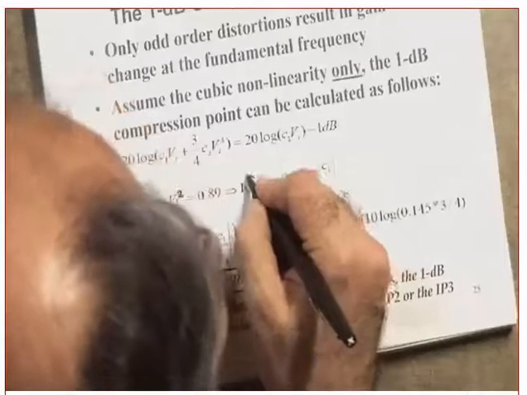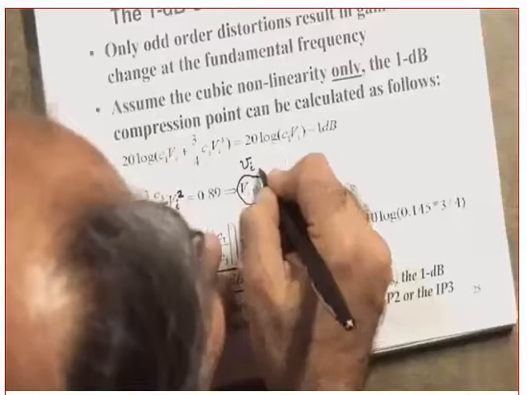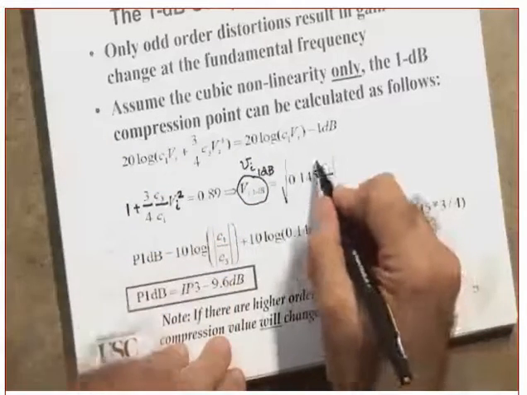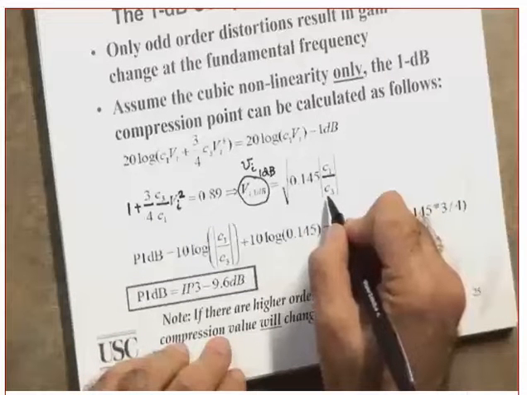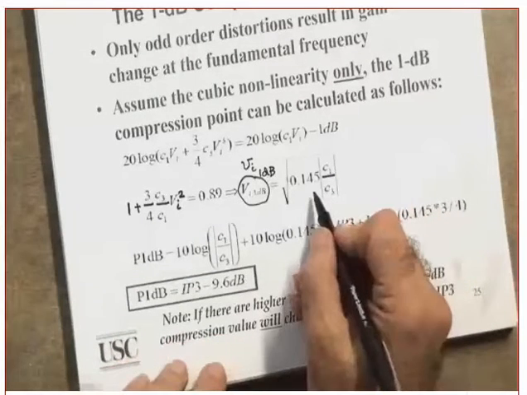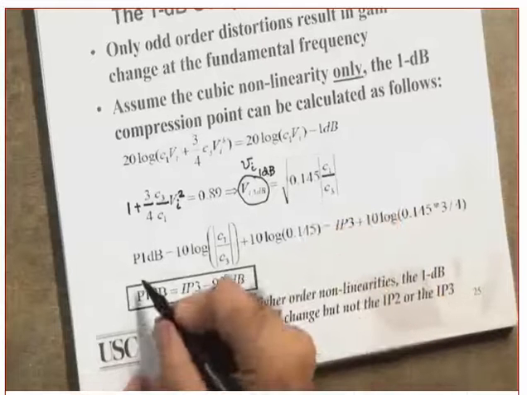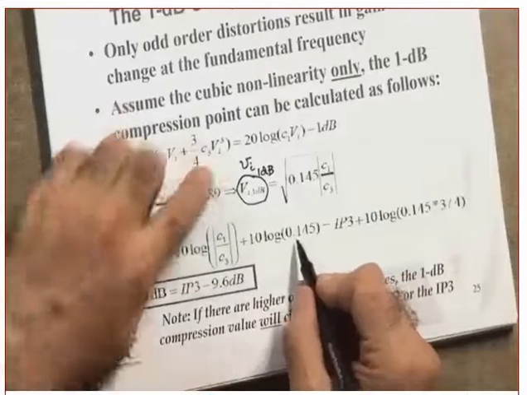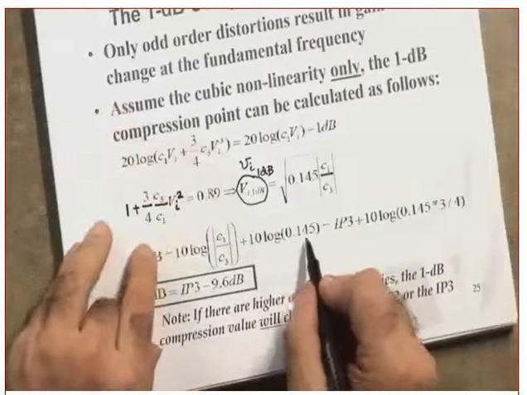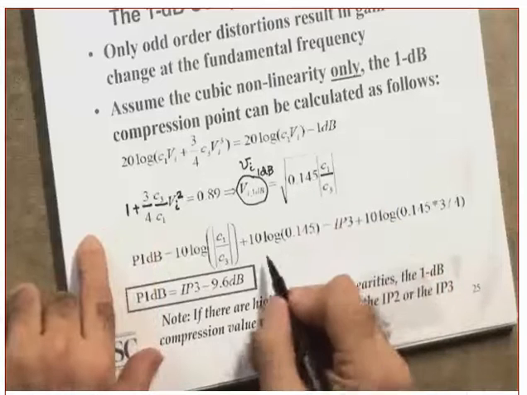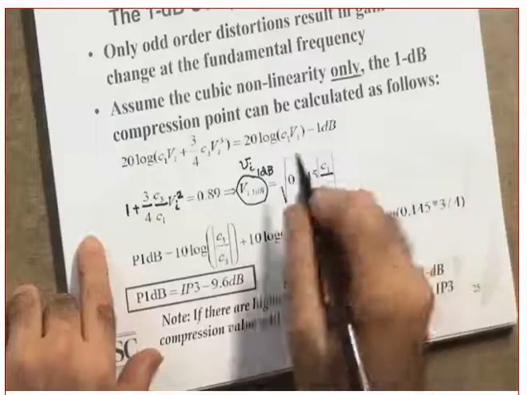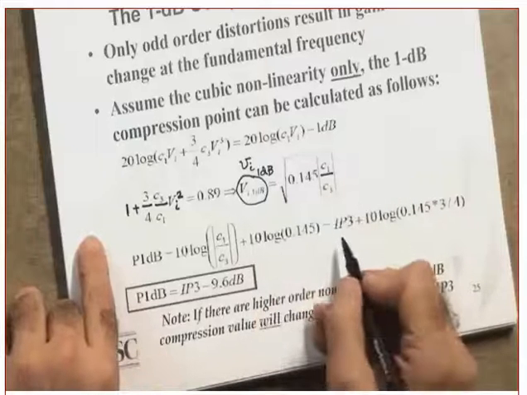VI. Why is this one not clear? VI, the 1 dB, is 0.145 times the absolute value of C1 over C3. Clear? Now, if you compare this with the power, with the 1 dB compression power, minus this, plus this, which is the 10 log 0.145 this. Why is it now 10? A square root. So when you multiply 20 log times a square root, it becomes 10 minus the IP3.